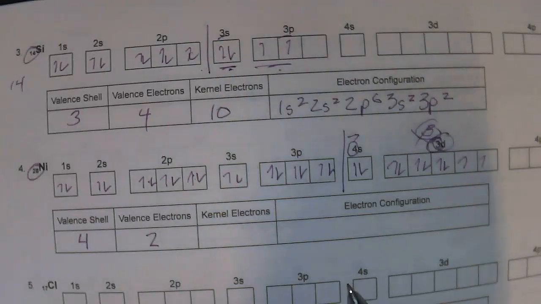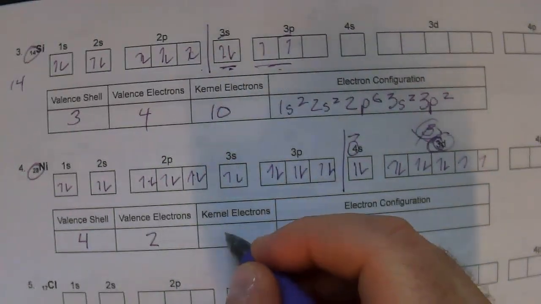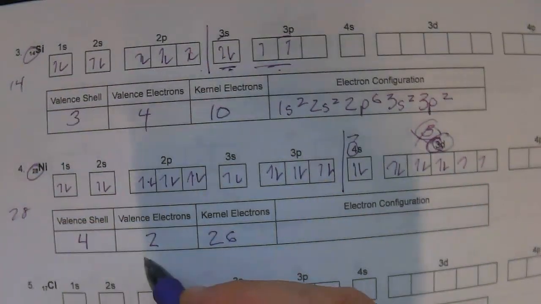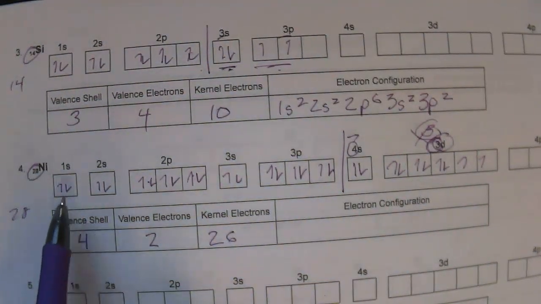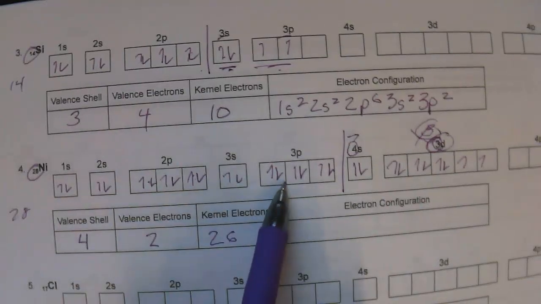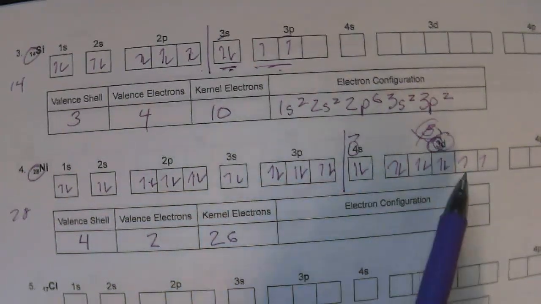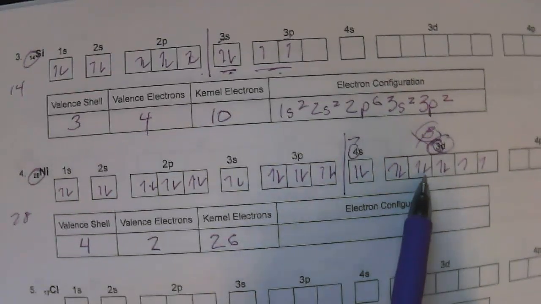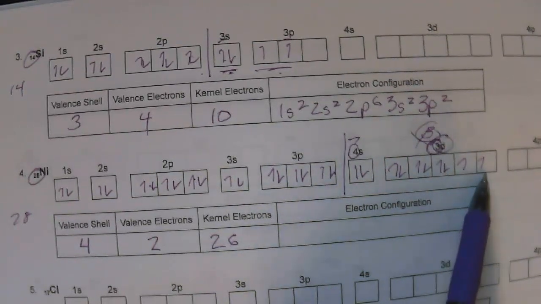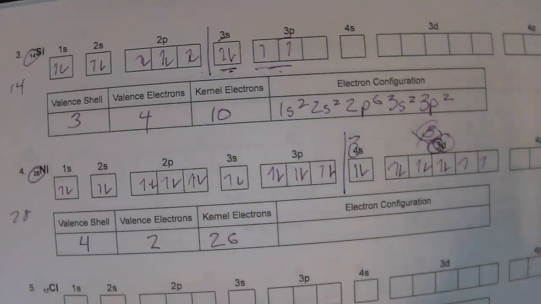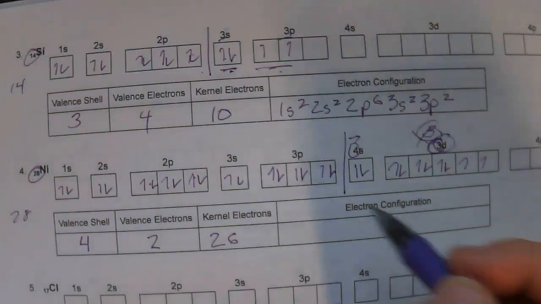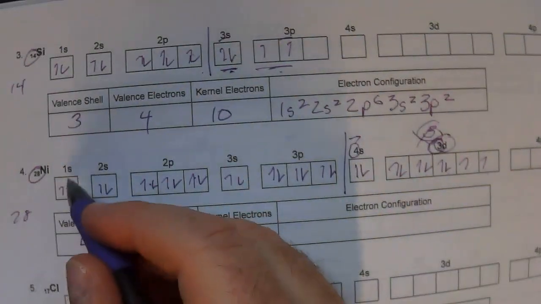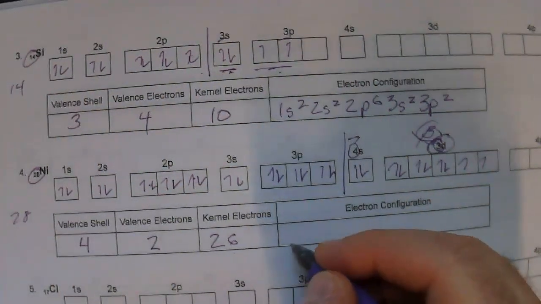And now we're going to count the kernel, which should be the rest of the electrons. We get 26. Remember, there's 28 total. So let's count just to make sure. 2, 4, 6, 8, 10, 12, 14, 16, 18. Then we also have to come over here to the 3d's: 20, 22, 24, 25, 26. 26 electrons. Now the most straightforward part of this is writing the electron configuration, because you just have to write what you see.